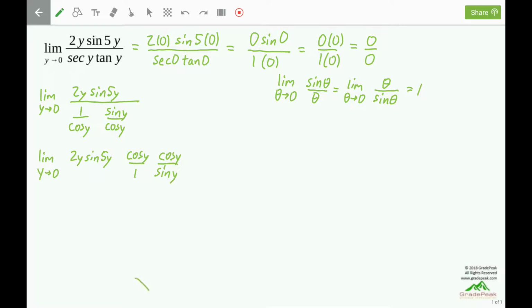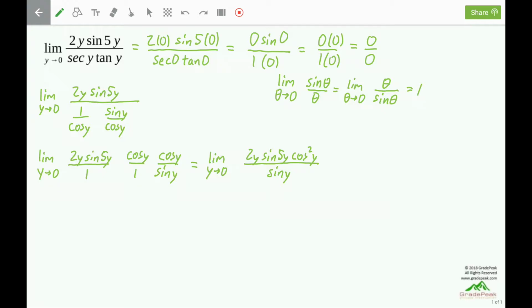We can put the first expression over a 1 to make it be a fraction so we can multiply all the numerators and denominators. So multiplying the numerators, we will have a 2y, a sine of 5y, and a cosine squared y, all multiplying each other, divided by in the denominator 1 times a sine of y. Now we still have the 0 over 0 indeterminate form. That hasn't changed just yet and won't change until we make use of the identities.